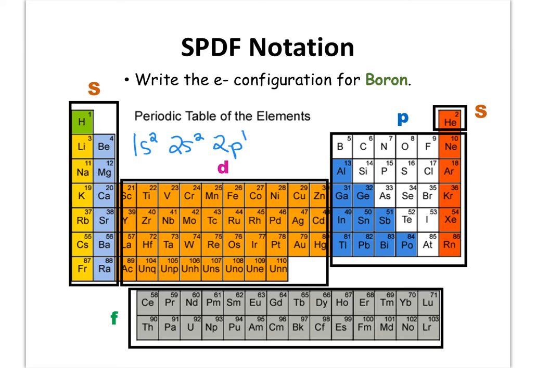If you add up the superscript numbers here, 2, 2, and 1, it gives you a total of 5. And that is the number of electrons for boron. So you know that you did this right. So that would be the electron configuration of boron in SPDF notation: 1s2, 2s2, 2p1, and you don't have to show any boxes or arrows for the SPDF notation.